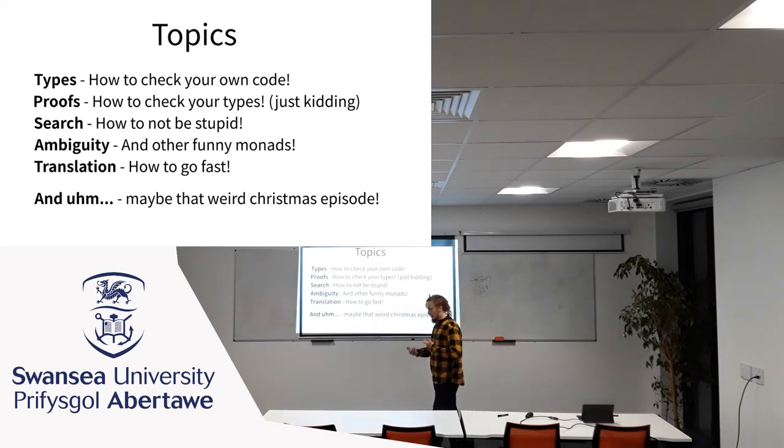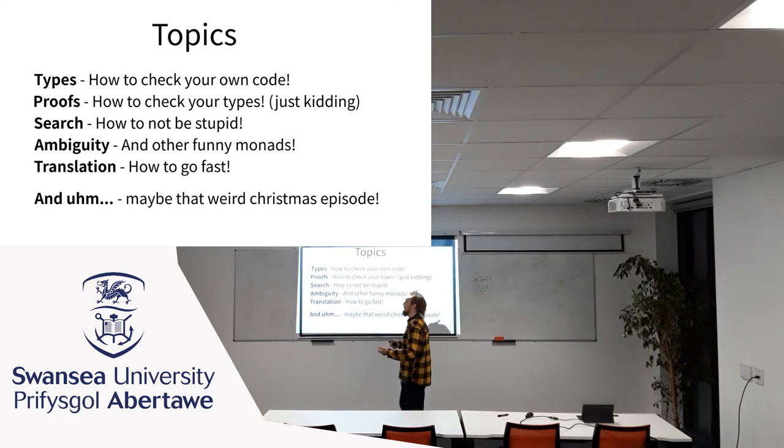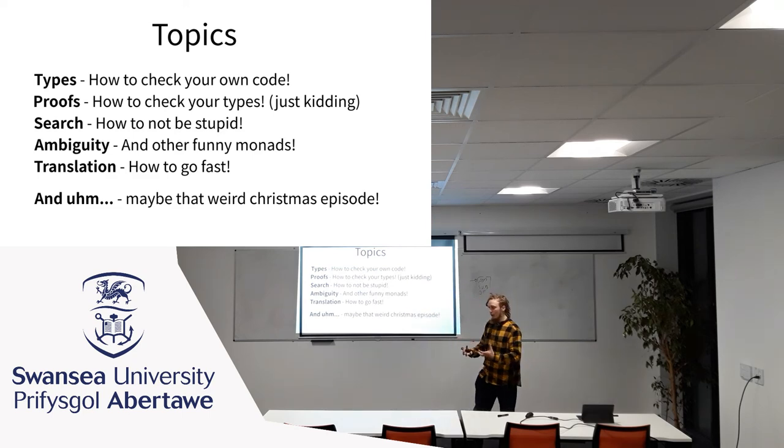Types are a method of how to check whether our own code is correct, right? Nifty thing. Very closely related to that is the field of proofs, which are there to check whether our types are correct. Just kidding. Types or proofs, they're both ways to check whether our programs actually do what they intend to be doing. Next one, search.